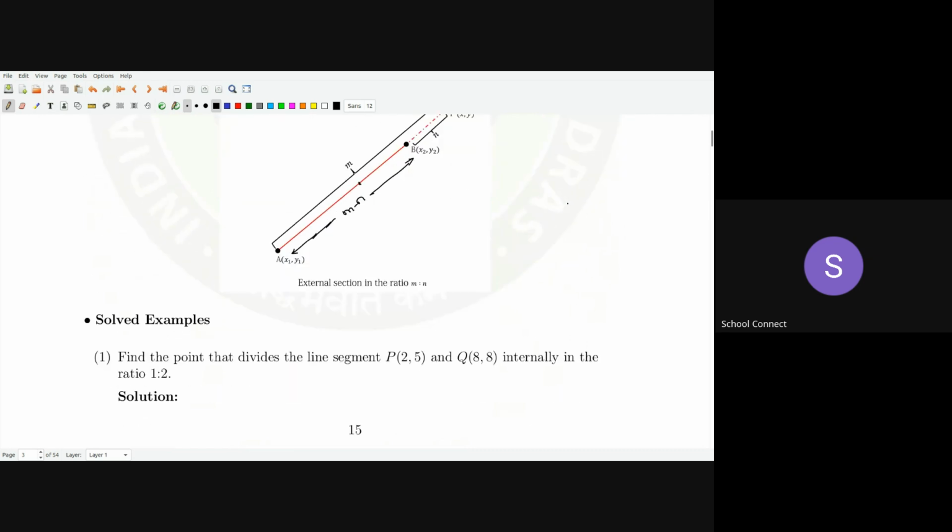Okay. Now comes solved examples. Now see, find the point that divides the line segment PQ internally in the ratio 1:2. Now you have a point P which is 2 comma 5 and a point Q which is 8 comma 8. Now what we have to find? We have to find some point, let's say R, label it as R. This divides P and Q in the ratio 1:2 internally. So you see this internally. So R will be between P and Q.